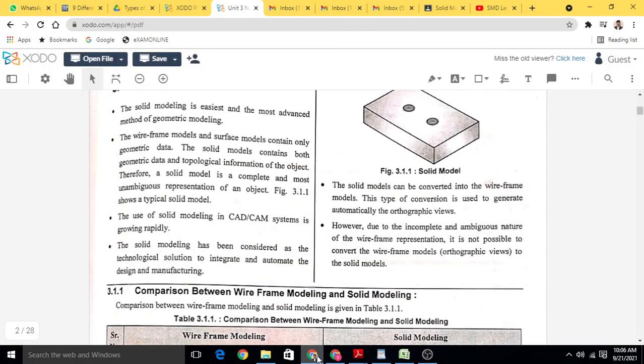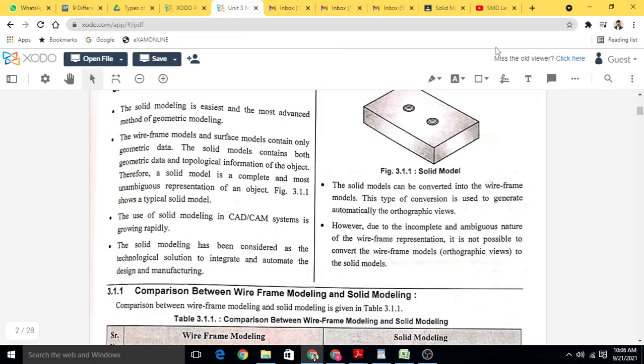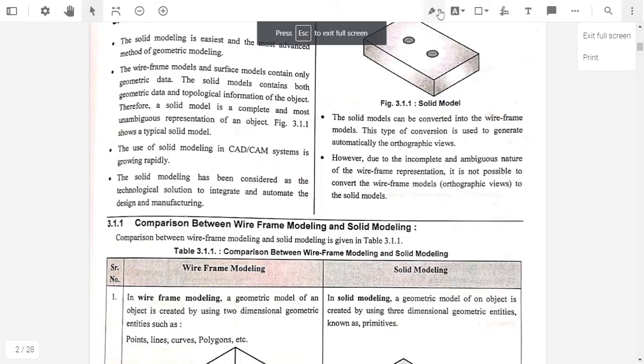Hello student. In today's session we will discuss solid modeling. What is meant by solid modeling, the comparison between solid modeling and some other modeling, and the difference between what is meant by geometry and what is meant by topology. Okay, so see here, solid modeling is the easiest and the most advanced method of geometrical modeling.